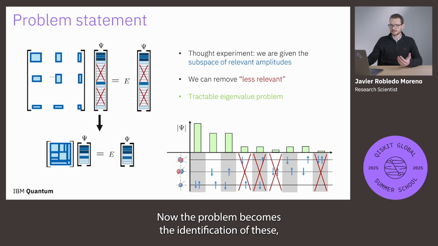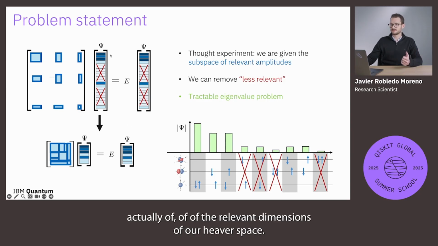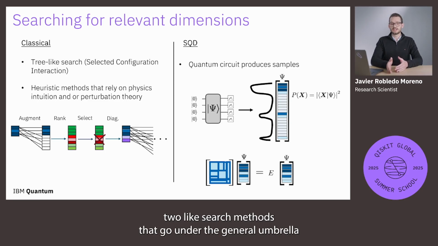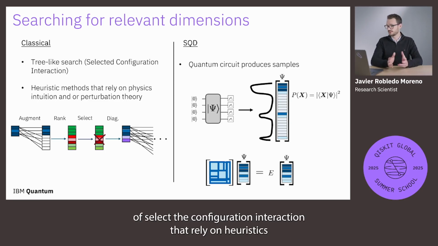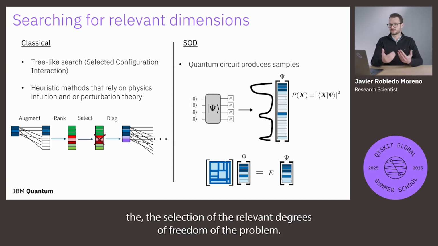Now the problem becomes the identification of these less relevant dimensions, or actually the identification of the relevant dimensions of our Hilbert space. On the classical side, there exist tree-like search methods that go under the general umbrella of selective configuration interaction that rely on heuristics or physical intuition and perturbation theory to perform the selection of the relevant degrees of freedom of the problem.